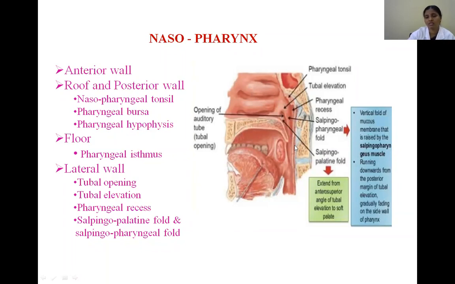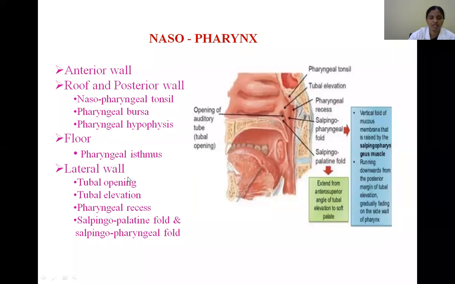So the Passavant ridge bounds the pharyngeal isthmus posteriorly. What are the boundaries of the pharyngeal isthmus? In front by the soft palate, behind by the Passavant ridge, and on either side by the palatopharyngeal fold, the fold containing the palatopharyngeus muscle. This pharyngeal isthmus is closed during swallowing to prevent food regurgitation from the oropharynx back to the nasopharynx.